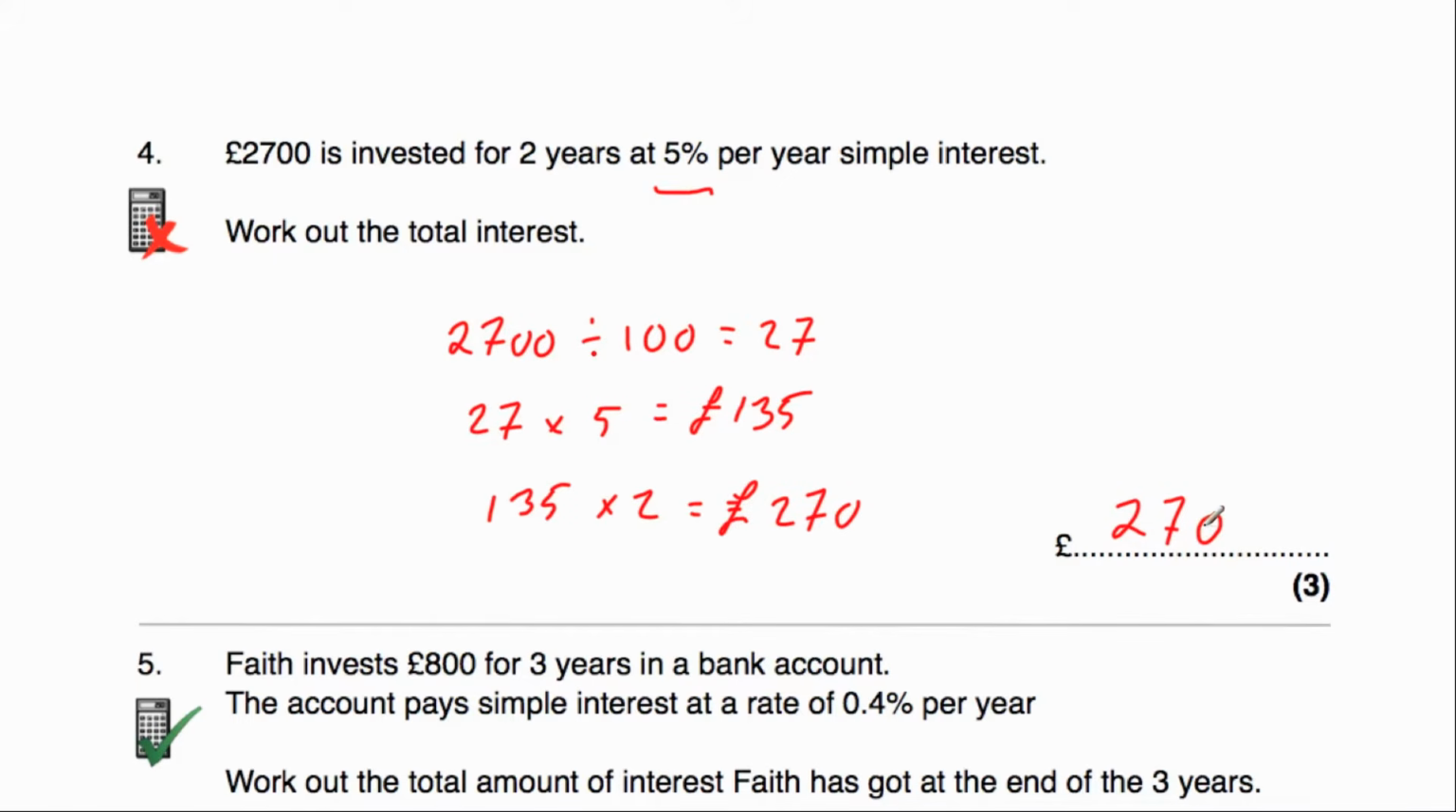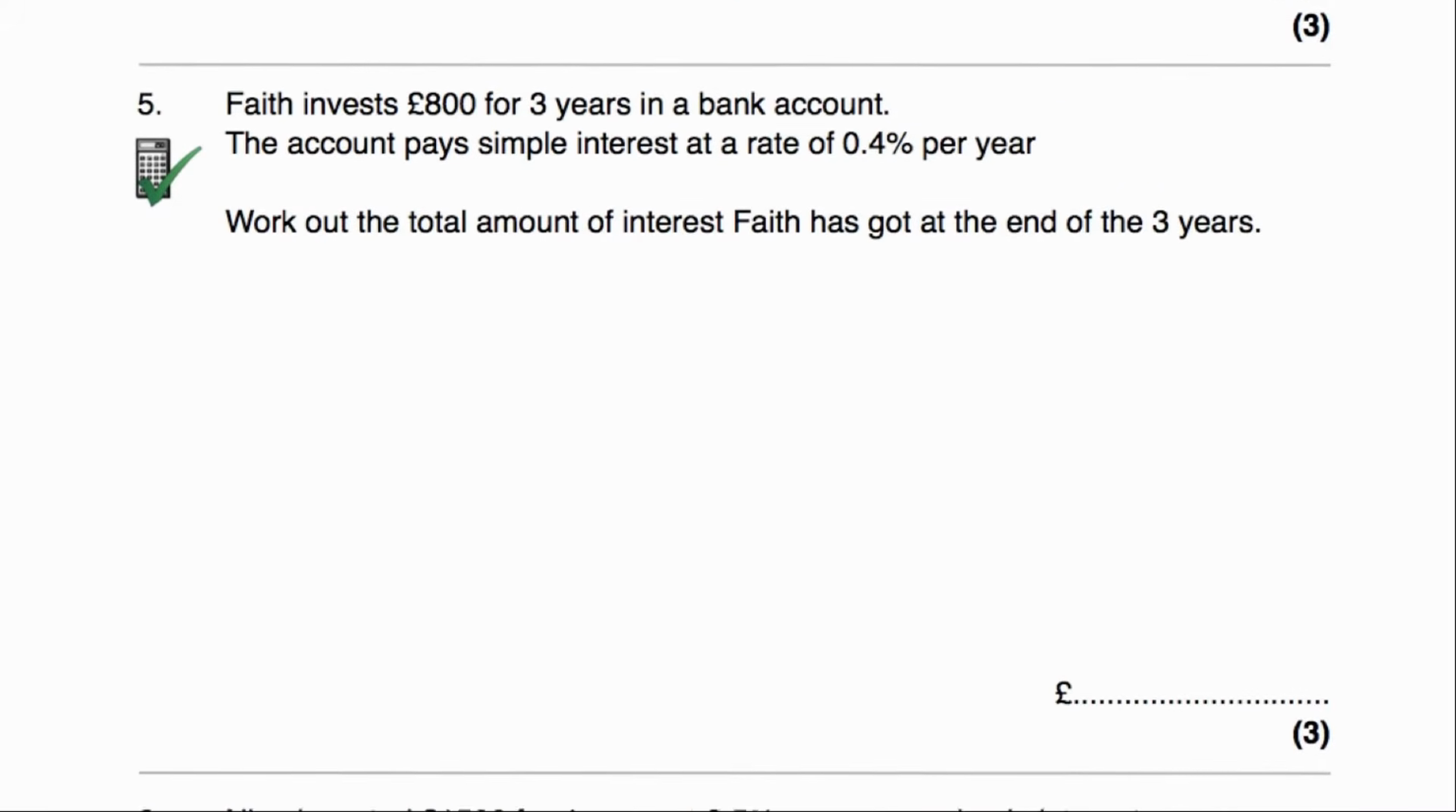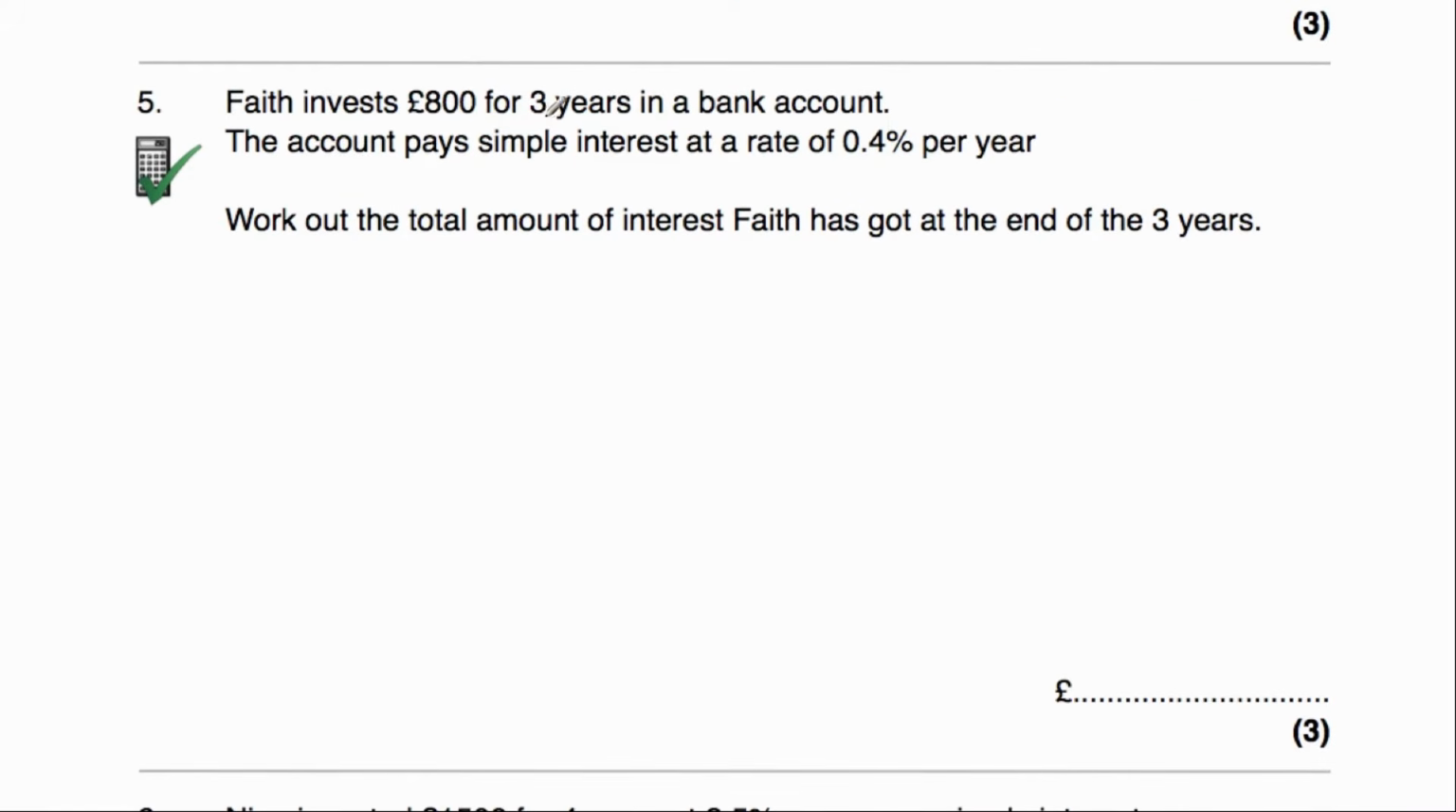Okay, let's have a look at question 5. So question 5 says, Faith invests £800 for 3 years in a bank account. The account pays simple interest at a rate of 0.4% per year. Work out the total amount of interest Faith has got at the end of the 3 years.